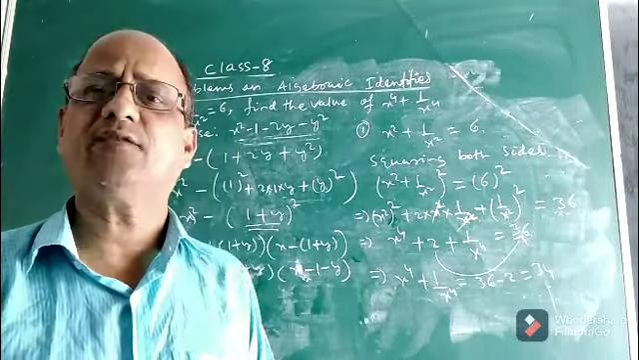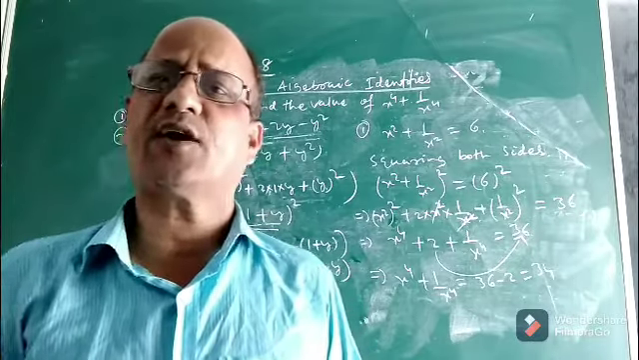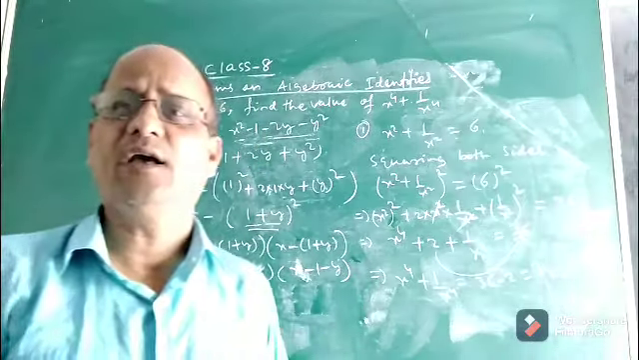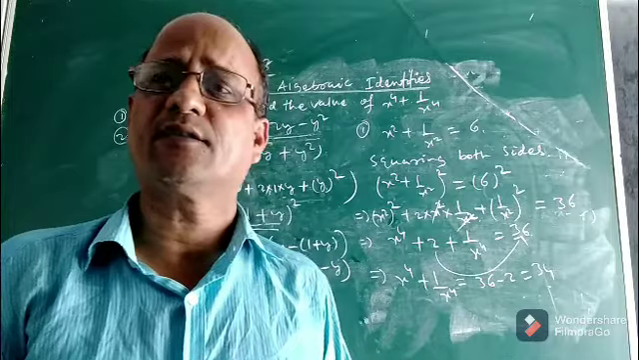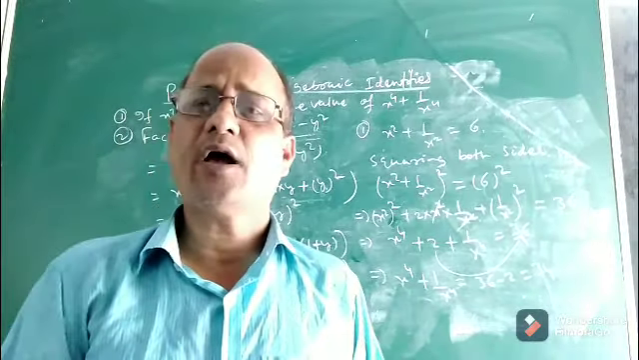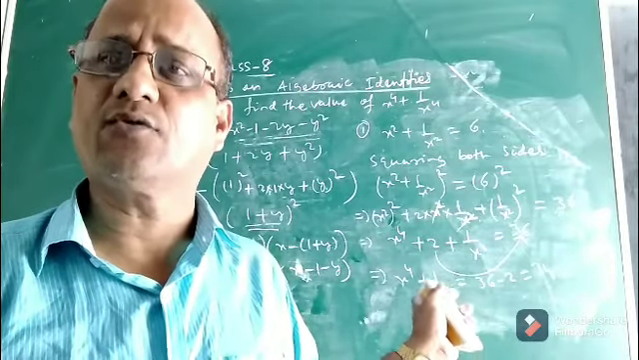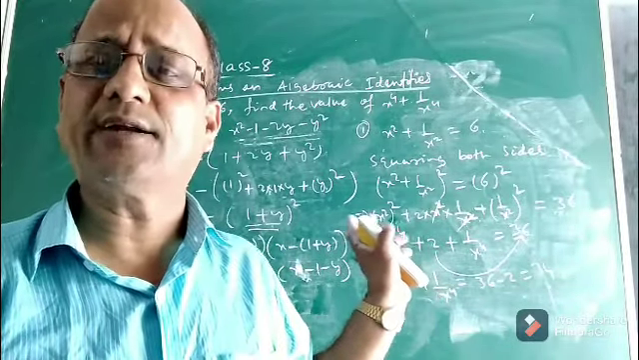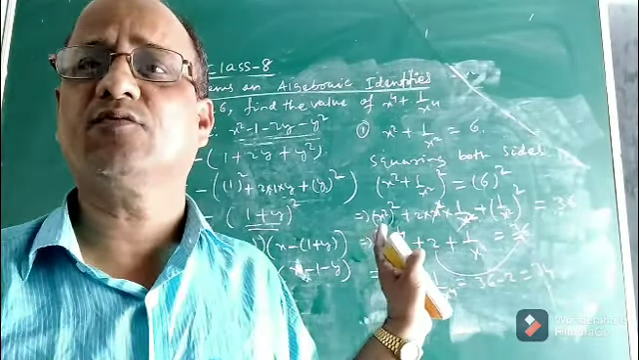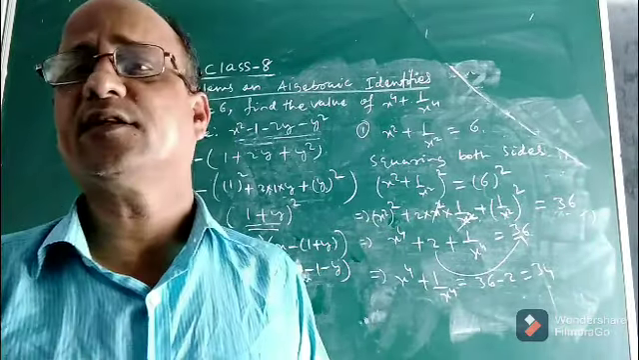So children, with this we came to the end of the chapter, that is algebraic identities, and in the next class we will discuss some new chapter. I hope whatever I discussed today you must have understood. We will go for a new chapter in the next class.